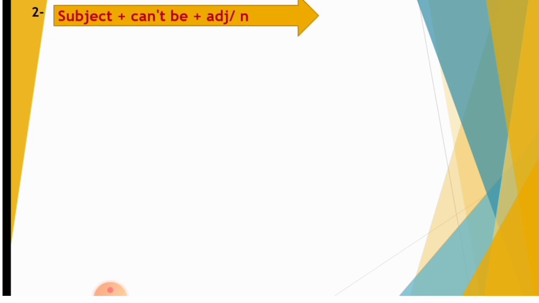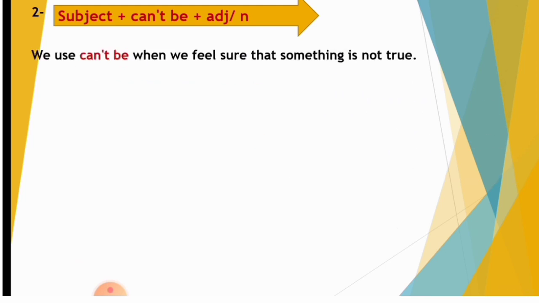Let's continue with number 2. We have another way of expressing certainty. We put subject, can't be, followed by an adjective, infinitive, or noun. We use can't be when we feel sure that something is not true. So in the first case, with must be, we are sure that something is true. But here with can't be, we are sure that something is not true.